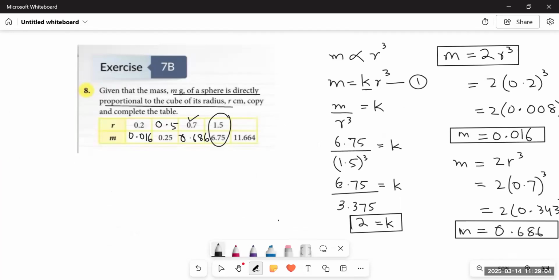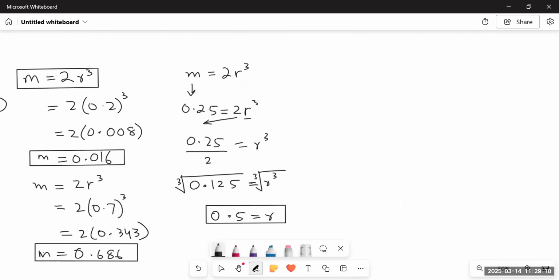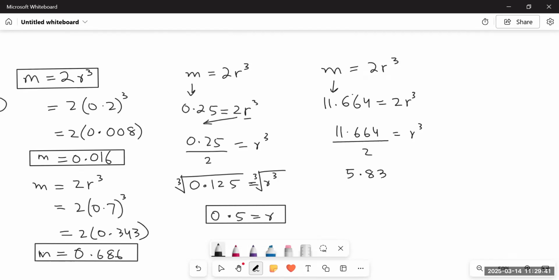And then the value of M is given as 11.664. So 11.664 is equal to 2R cube. First, we will take 2 and divide it with 11.664. The answer would be 5.832. Then we have to take its cube root.